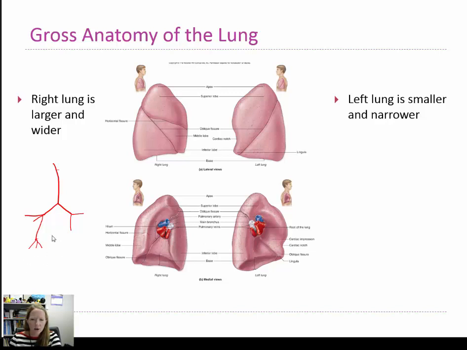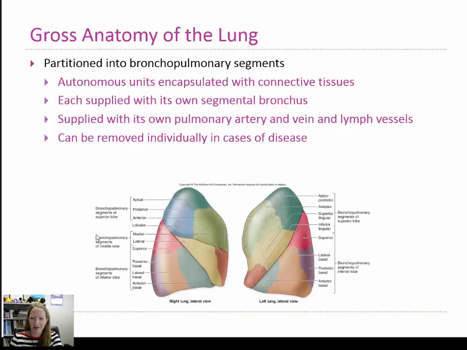So let's take a look at these little segments that the tertiary bronchi are going to branch. I should say branch, because they're not going to break off of the bronchi. The lungs are going to be partitioned into these bronchopulmonary segments. What's really interesting about these is that they're autonomous, meaning that each of these segments is going to be encapsulated in its own connective tissue, and they're going to have their own pulmonary artery, their own pulmonary vein, their own lymphatic vessels.